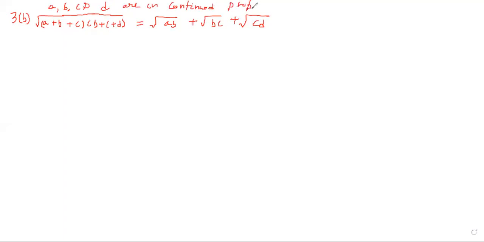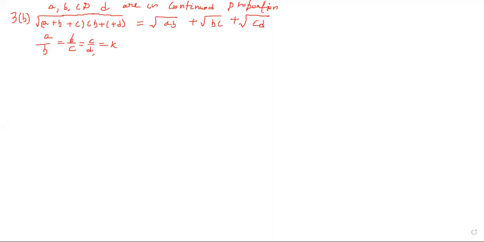continued proportion, means A by B, we know that if A, B, C, D are in continued proportion means A by B equals to B by C equals to C by D equals to K. So as we have discussed earlier, if A, B, C, D are in continued proportion, then it means A by B equals B by C equals C by D equals to K. Then first we start with the last ratio, C by D equals to K.